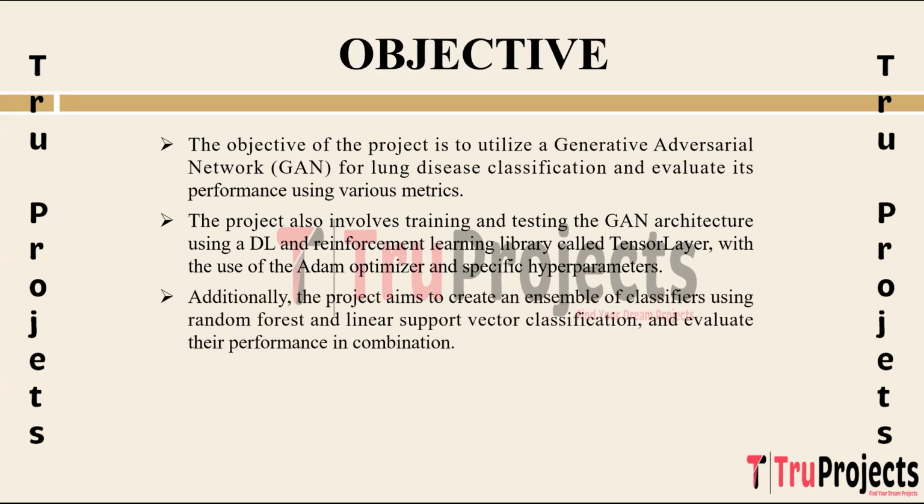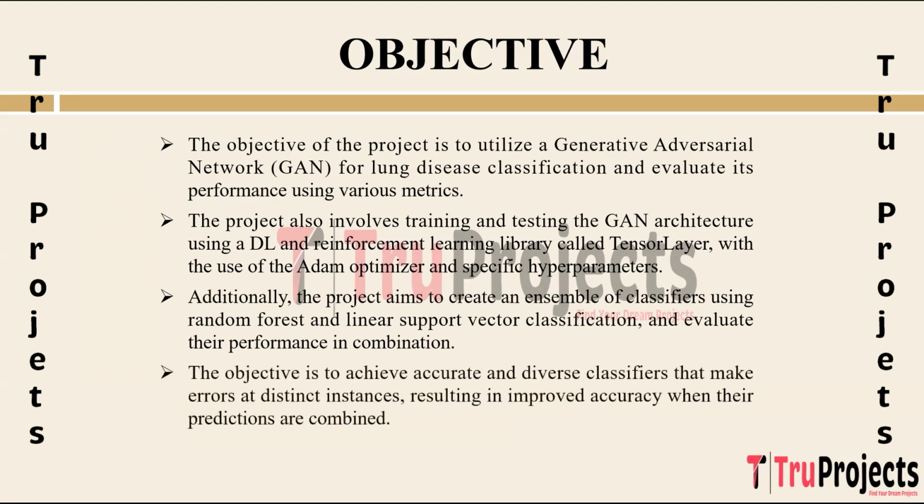Additionally, the project includes creating an ensemble of classifiers employing methods like random forest and linear support vector classification. These classifiers are trained individually to classify lung disease instances. The goal is to evaluate how combining predictions from diverse classifiers can potentially enhance overall accuracy. The objective is to develop diverse classifiers that exhibit strengths in different areas of lung disease classification. By ensuring that each classifier makes errors at distinct instances, when the predictions are combined, the expectation is that these errors will offset each other, resulting in an overall more accurate classification.